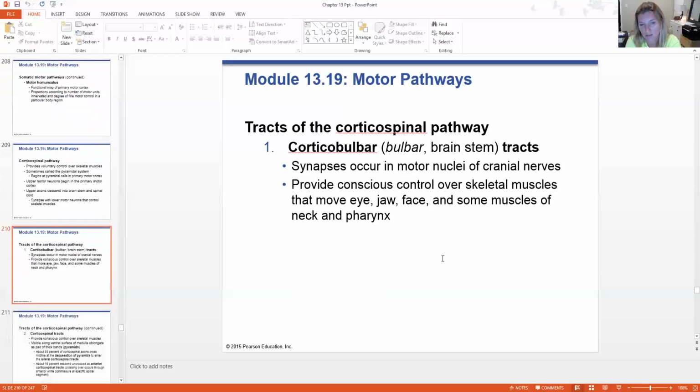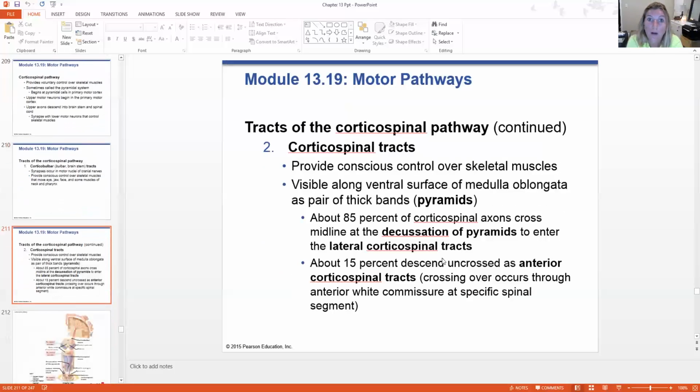our neck and pharynx. The corticospinal tracts of the corticospinal pathway are providing conscious control over skeletal muscles. This is typically visible or coming from the medulla oblongata. So the majority of our corticospinal axons come out of the pyramids of our medulla oblongata.